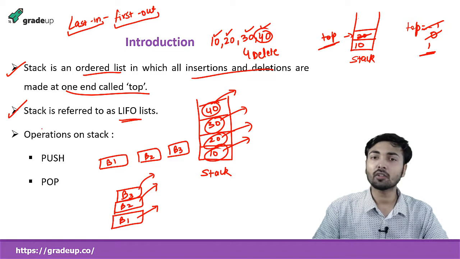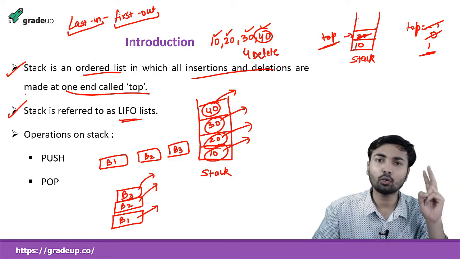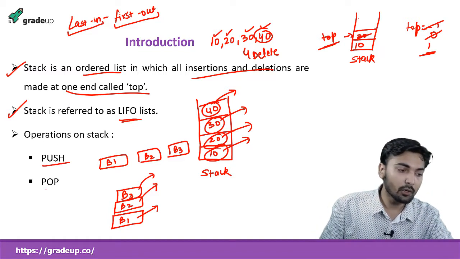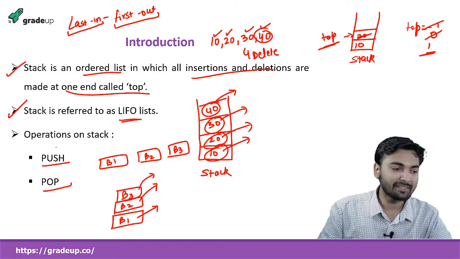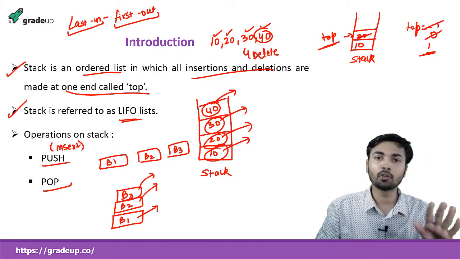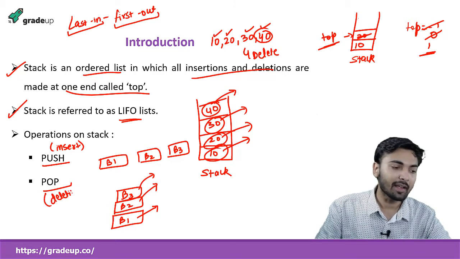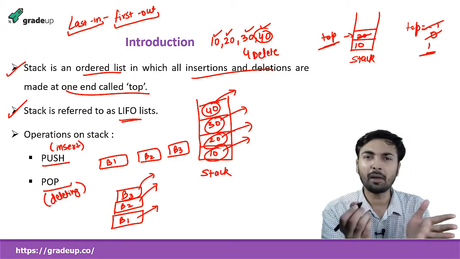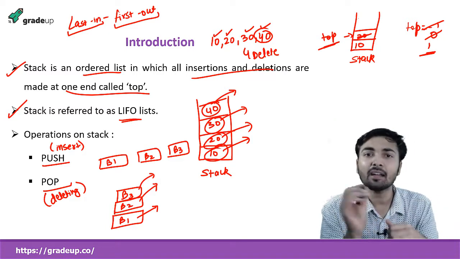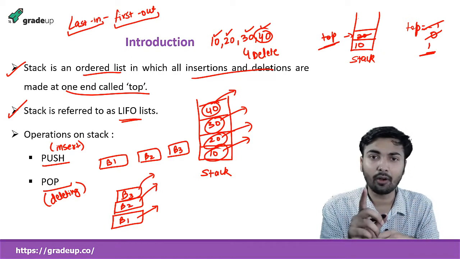Now operations on stack. There are more operations possible, but there are 2 major operations on stack. What are the 2 major operations? Push and pop. Push means insert. Push means inserting the element. Pop means deleting the element. Got it? Simple. You just name them: insert and delete, you name them as push and pop. Any doubt in the basics? It is very important.